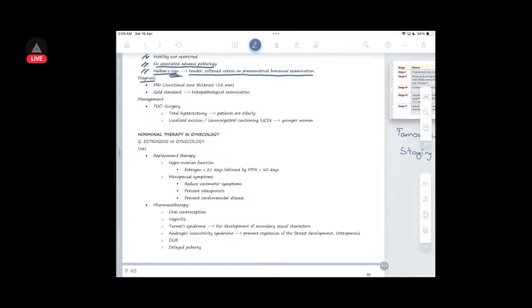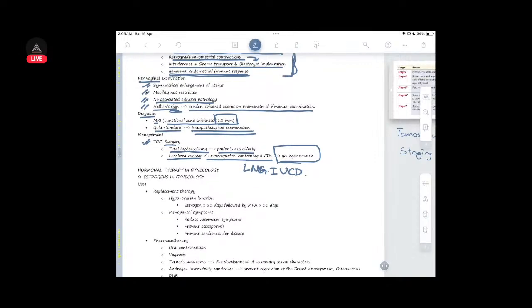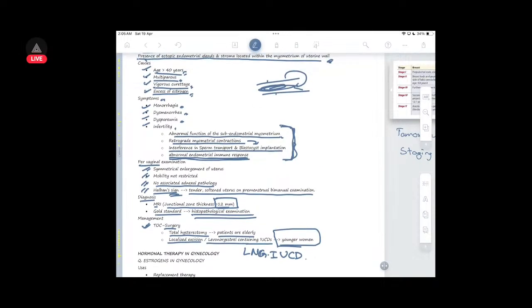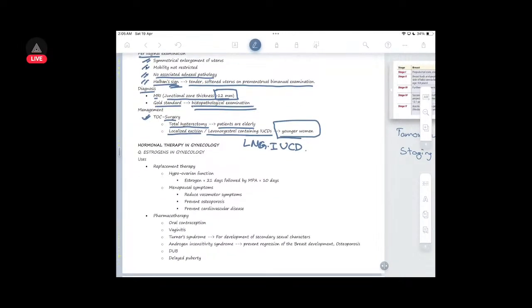Then for diagnosis, you can do MRI. Junctional zone thickness is more than 12 millimeter. Gold standard is, however, histopathological examination. Treatment of choice is surgery: total hysterectomy if patients are elderly, localized excision or levonorgestrel containing IUCD in younger women. Basically, because it's hormone dependent, if you provide a hormone, it will act as a contraceptive and decrease it.